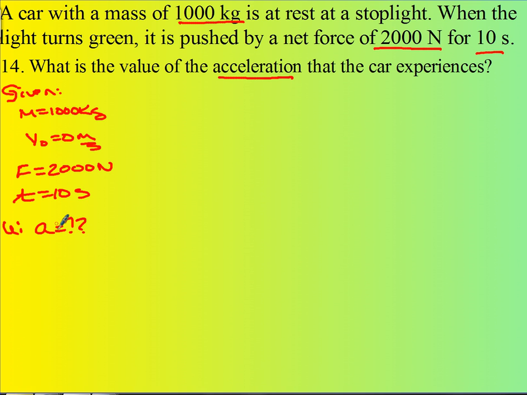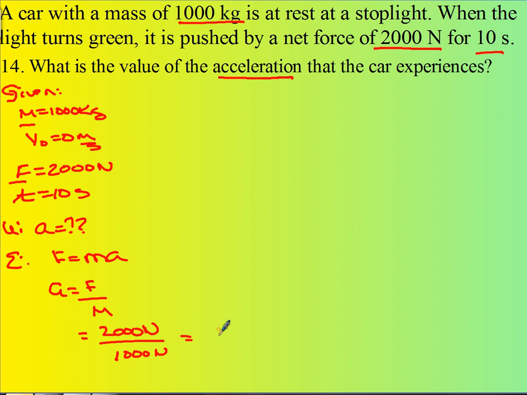Now let's see. F equals ma is the first thing that always pops into my head. So let's try the equation F equals ma. I have the net force and I have the mass, so I'm in good shape. The acceleration is going to be the force divided by the mass. So the force is 2,000 newtons divided by the mass, which is 1,000 kilograms, or 2 meters per second squared.